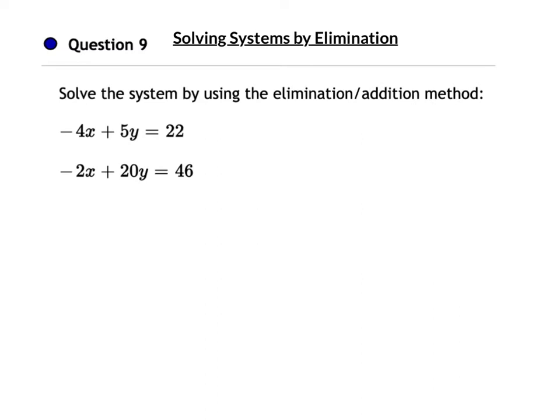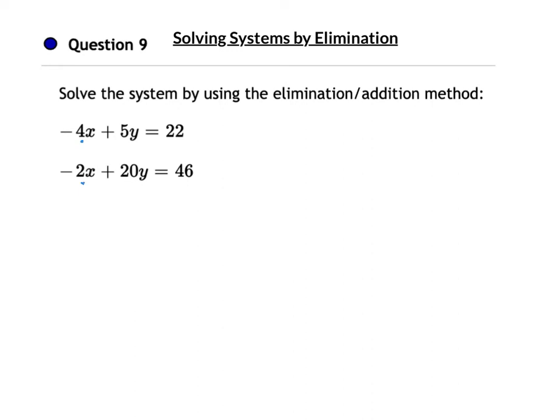In question 9, I need to create that pair of opposites. For the x's, both 4 and 2 divide evenly into 4. 4 is the smallest they both divide into evenly. Smallest number that 4 divides into is 4. Don't think 2. The smallest number that 4 and 2 divide into evenly is 4.